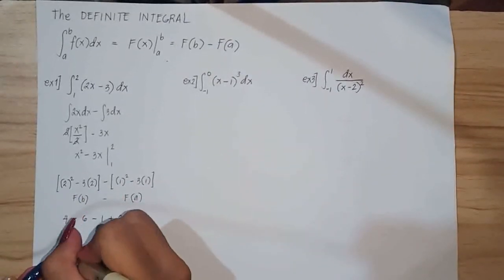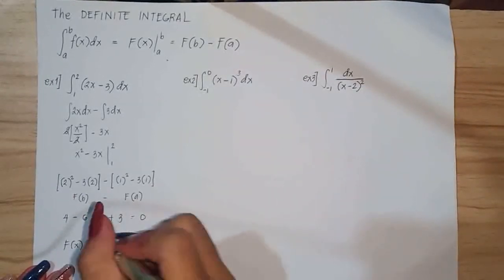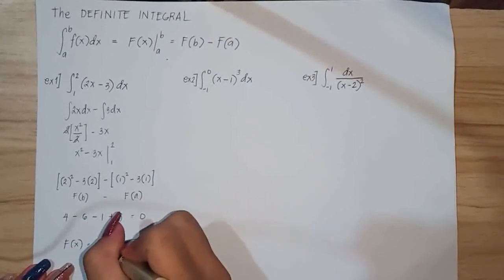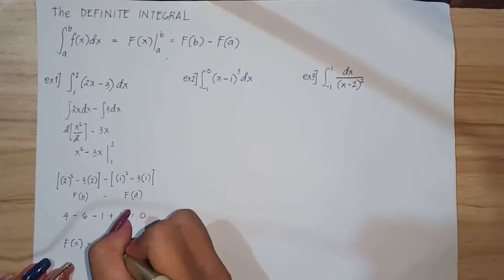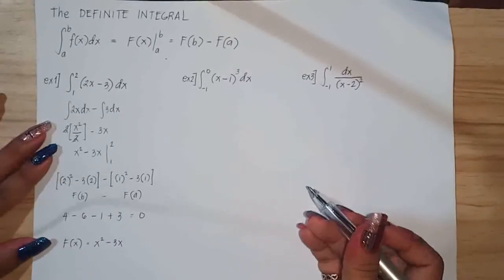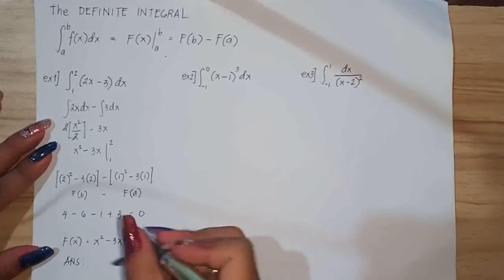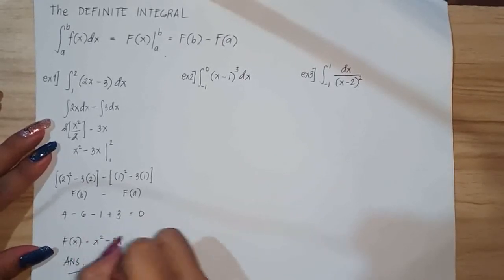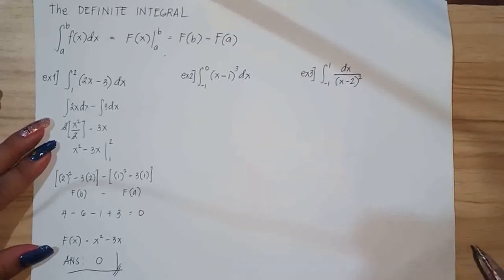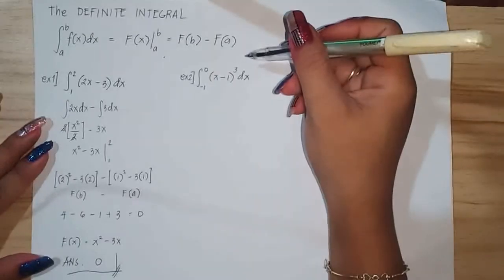So the F of x is x squared minus 3x, since that is in terms of x. Then for the final answer, the value is 0. Did you understand? Now going back to example number 2.